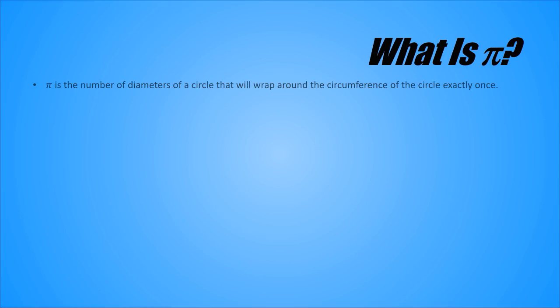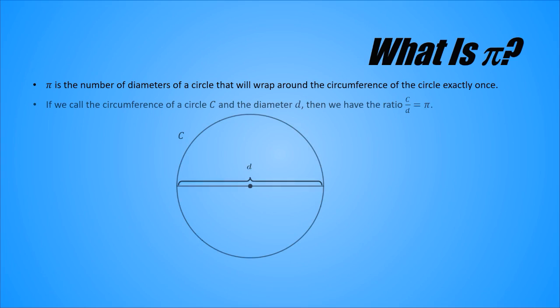So that's the question, here's an answer. Pi is the number of diameters of a circle that will wrap around the circumference of the circle exactly once. And now I'm going to introduce some symbols. So if we call the circumference of a circle c and the diameter d, then we have the ratio c over d equals pi, and you could think of this as a definition of pi.